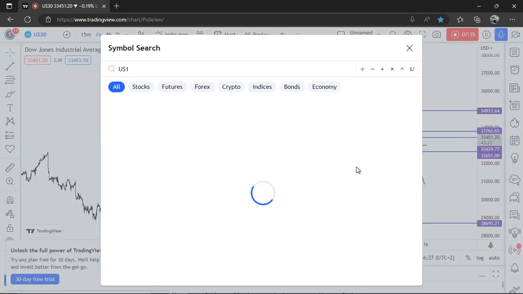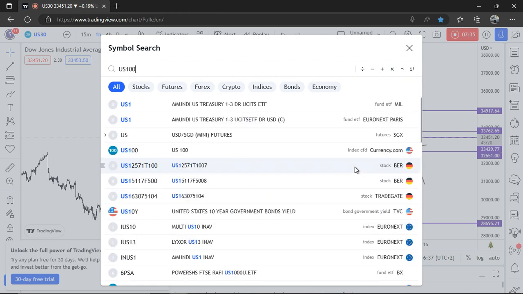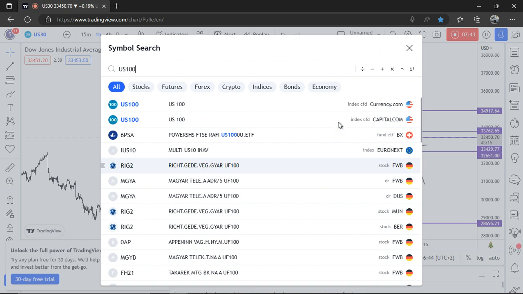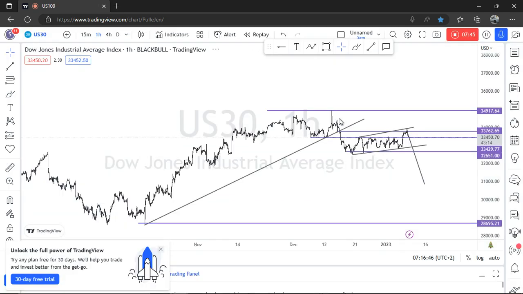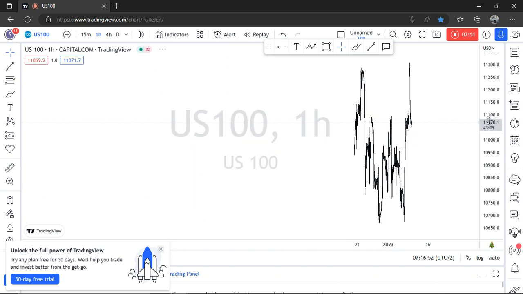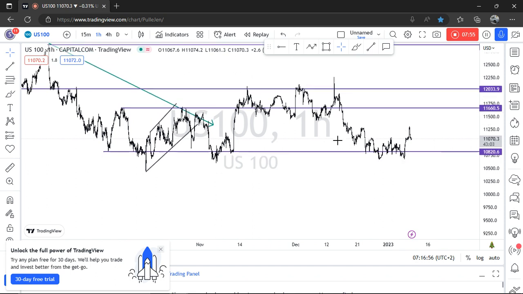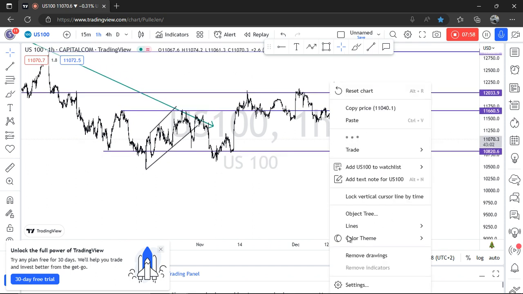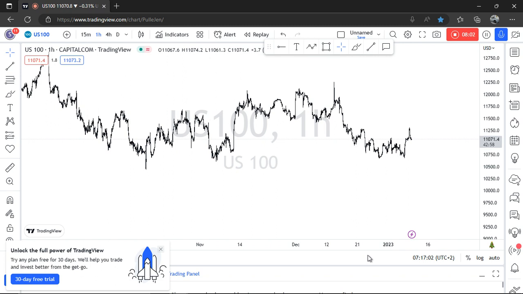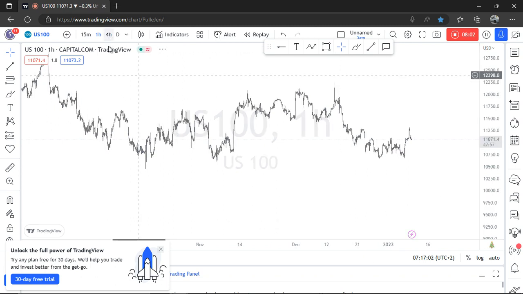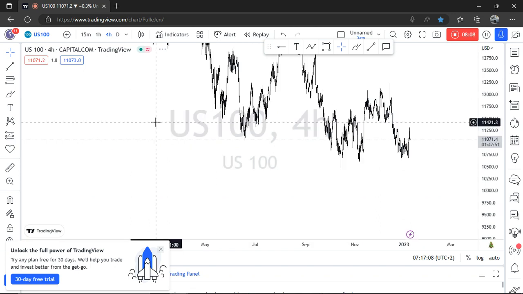And yeah, let's go to the US 100 too. Okay, the US 100. So I'm going to be removing these drawings. Let me remove them. I like starting on a clear chart. So let me go into the 1 hour.